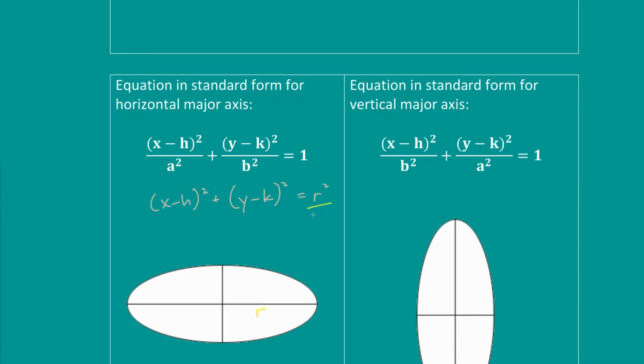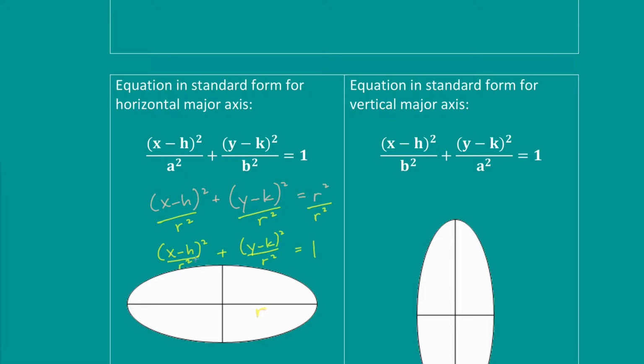So what we can do is divide both sides by r squared, and I'm just doing the derivation of the ellipse, so don't get too confused. R squared divided by r squared is just 1. You have to write this down is what I'm getting at. Y minus k squared over r squared, x minus h squared over r squared.